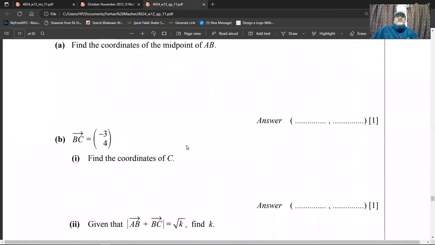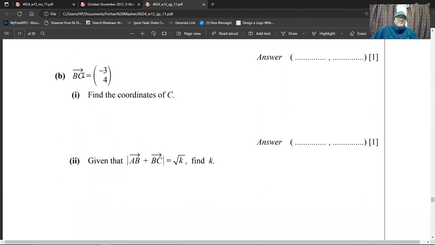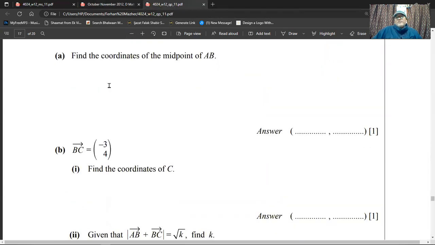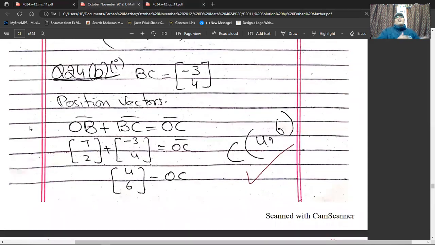Then the next question is question number 24. It's part B. He says BC is equal to the column vector (-3, 4), which represents BC. They say find the coordinates of C. So it's very, very simple. I will apply the formula for the position vectors. I know the coordinates of B, so it means I know the position vector of B. So OB plus BC equals OC. That is in terms of position vectors.